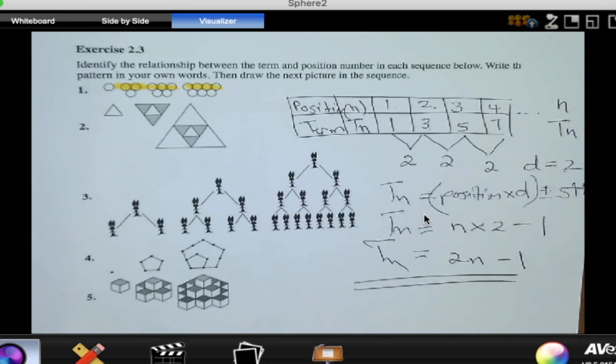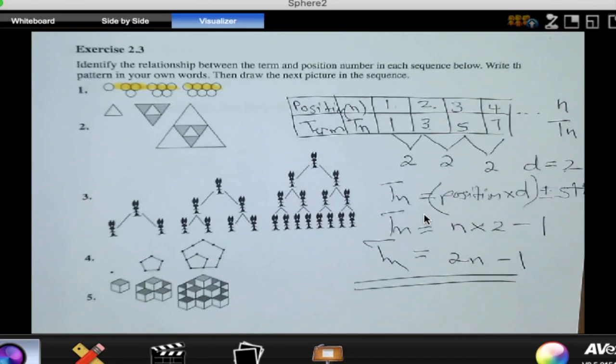Which one is that? It says identify the relationship, then write the pattern in your own words. Yes, that's a good question. What did you say? I said starting at 1, add 2 to get 3, continue adding 2. Okay, say that again. Starting at 1, add 2 to get 3, and continue adding 2.